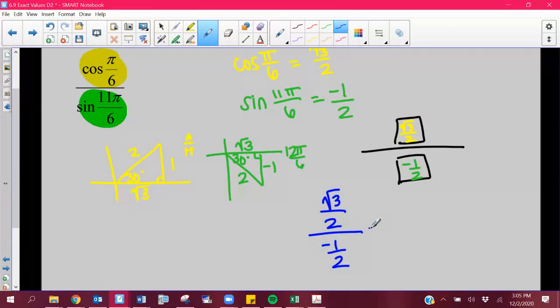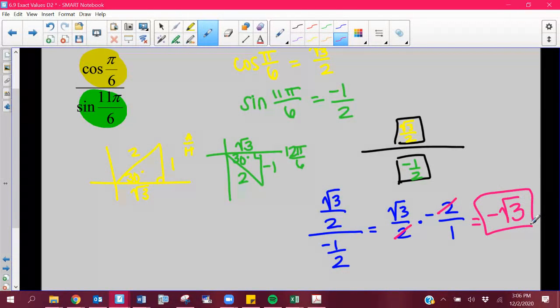This is going to be the same thing. Remember, keep, change, flip. So we're going to keep the top, change the sign to multiply, flip over the bottom. So we would have -2 over 1. And now I can just simplify this through. So my 2's would cancel. I'm still negative. So negative root 3 in the top, 1 in the bottom. And that would be my final answer.